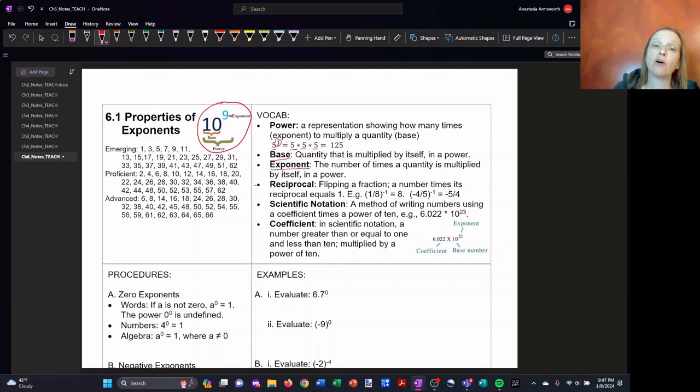Another word that you're going to need to know as we're going through these definitions or these examples is what a reciprocal is. And a reciprocal is just flipping a fraction. So if I have the fraction 1 over 8 and I flip that fraction, I get 8 over 1, which is, of course, the same as 8. These two fractions are reciprocals of each other. And we can tell that they're reciprocals of each other because if we multiply the reciprocals times each other, it equals 1. So 1 over 8 times 8 over 1 gives us 8 over 8, and that's the same as 1.